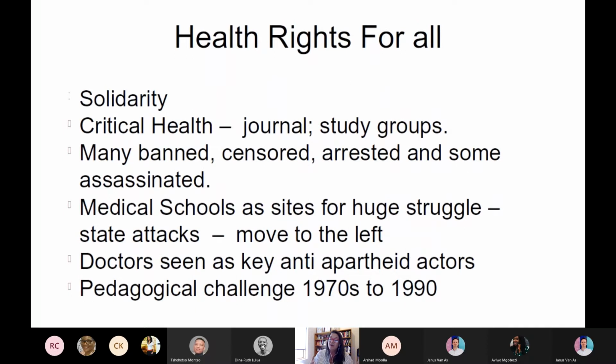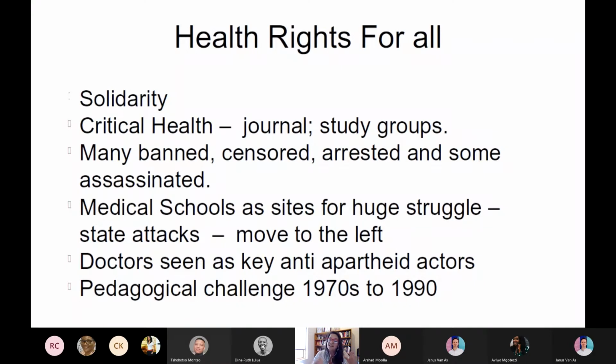And at the same time, as many of you know, South Africa becomes the center of a massive struggle against these inequalities, a constant effort to bring all aspects of human knowledge and human suffering together. And here we have solidarity, key elements of critical health, journals, study groups, health movements, progressive doctors and nurses, laboratory scientists committed to solving some of the most complex problems that bedevil South Africa, and medical schools and their allied disciplines become sites for huge struggle, and they also become sites of state attack.